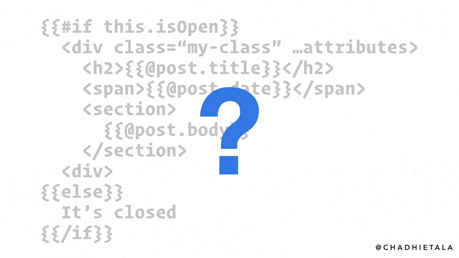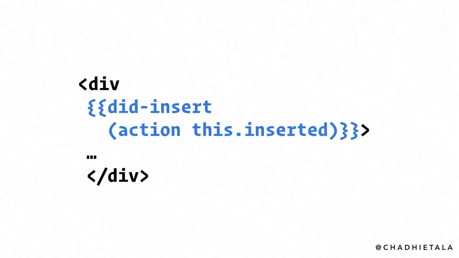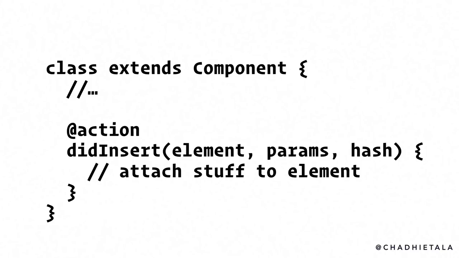So you have no opportunity to remove listeners, or remove anything that you've done manually to the DOM. And so you can create memory leaks and all that type of stuff. So what the render modifiers are doing is that you put them on an element, you give it a callback, and then on the JavaScript side, you would have something like this. You would get the element as the first argument, the params, and the hash.